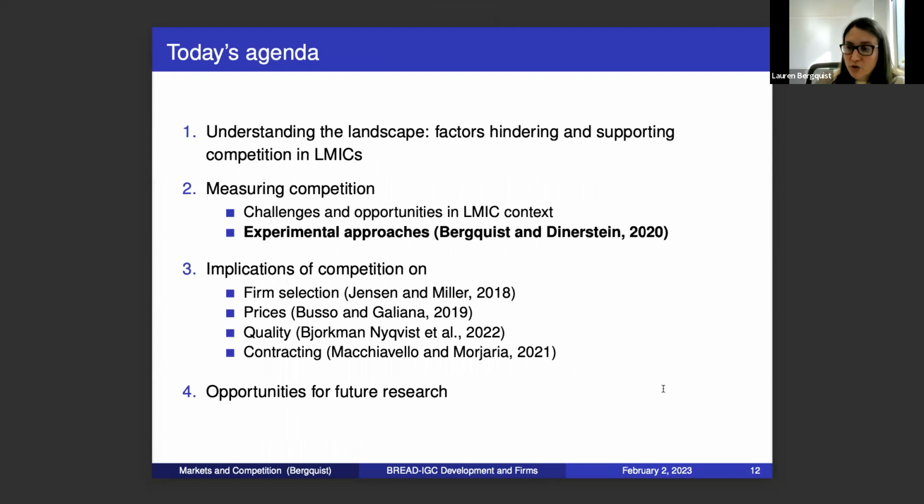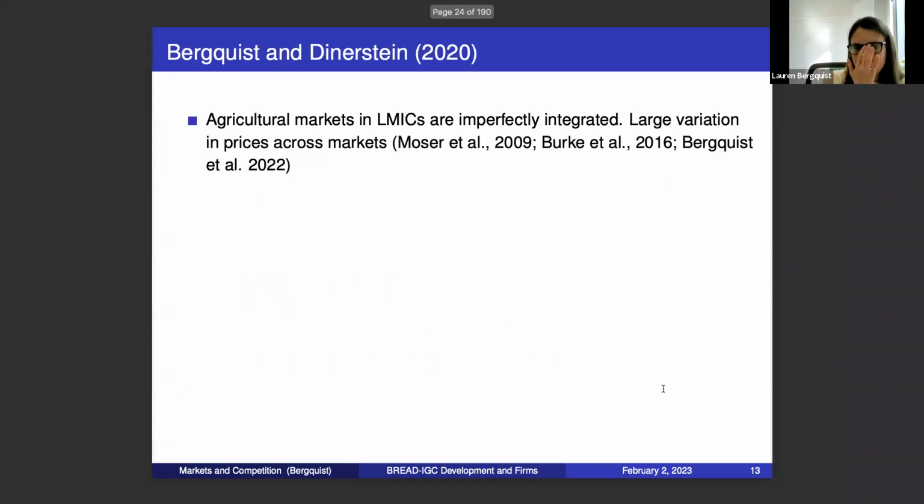Okay, so let's turn now to one example of that, which is work that I did with Michael Dinnerstein in Kenya. And it's basically an experimental approach to measuring the degree of competition in these markets. Let me give you a very high level motivation behind this project and a little bit of the setting. So we're working in agricultural markets in Kenya.